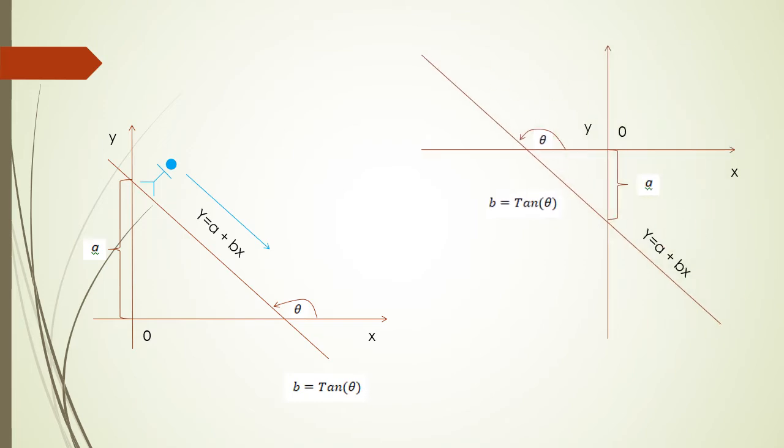Again, in the second figure, we can see that the intercept a is negative. Also, the angle theta is an obtuse angle. So, both the intercept and the slope are negative.